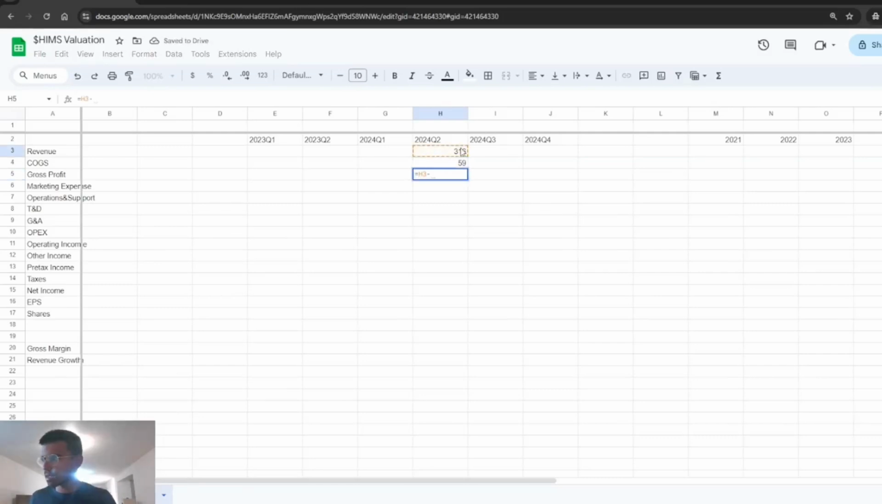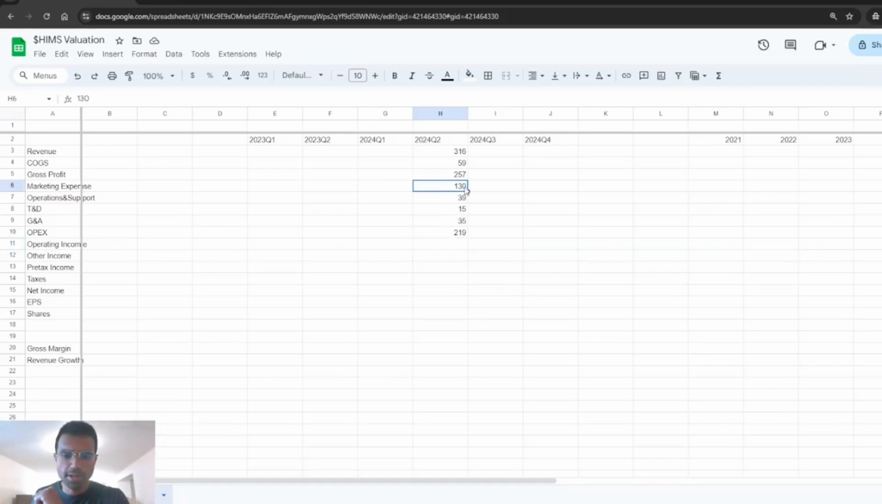Gross profit is going to be that minus the cost of goods sold. Okay, marketing expense is going to be about 130 million. Operations and support is 39 million. T&D is 35. So the operating expenses is going to be all of this added together, right? Is that going to be? No. So this is the sum, okay, about 220 million. The operating income is going to be, let's see, I don't think we did this right. That OPEX seems kind of low.